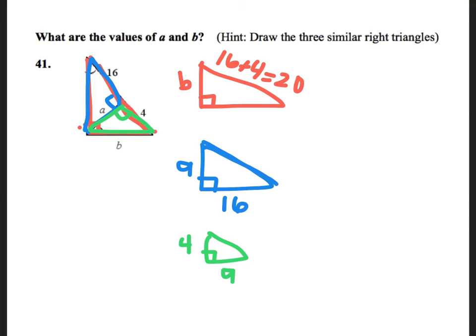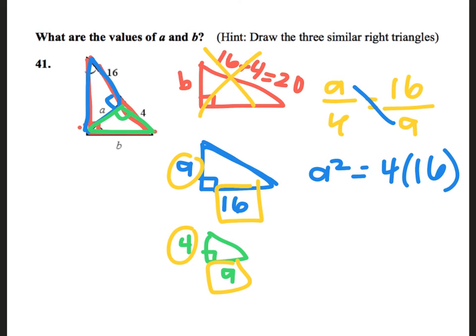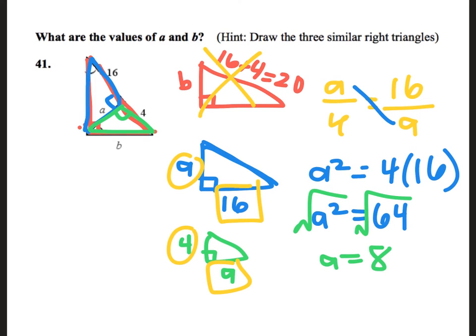Notice that we have A and 4, so we have A over 4 equals 16 over A. And we don't really need that big triangle up top. Again, we're going to cross multiply, so we're going to do A times A, which gives me A squared, equals 4 times 16, which is 64. So we have A squared equals 64. We're going to take the square root of both sides, and we get A equals 8.